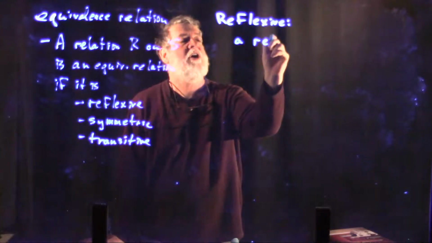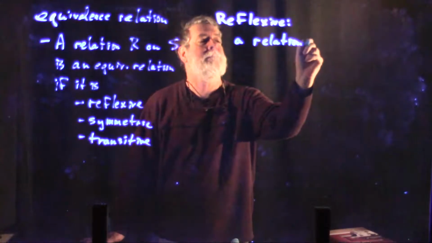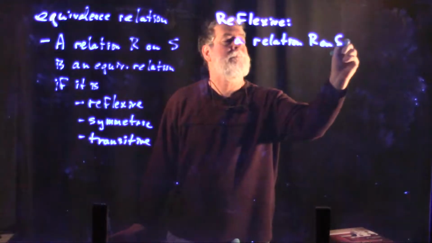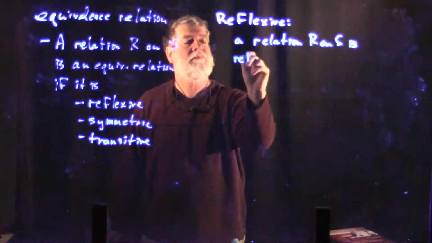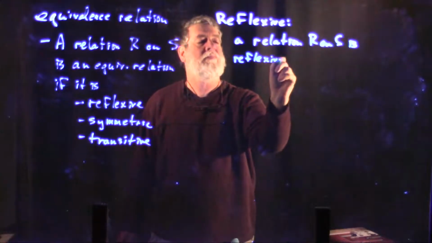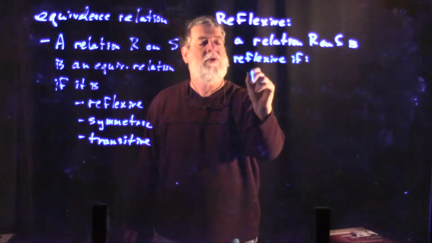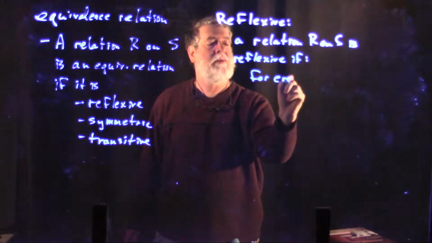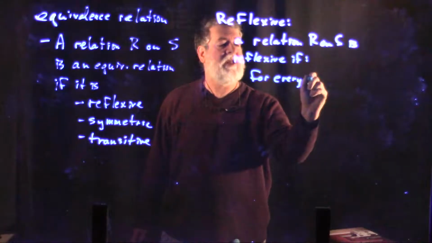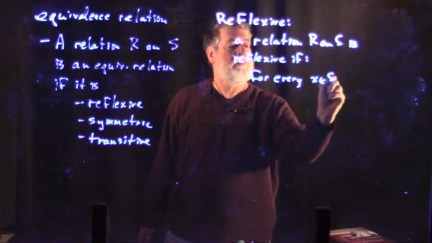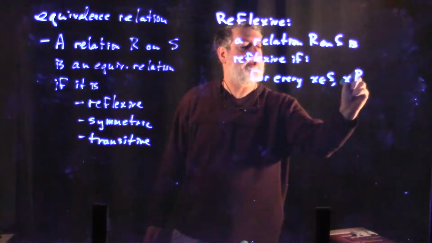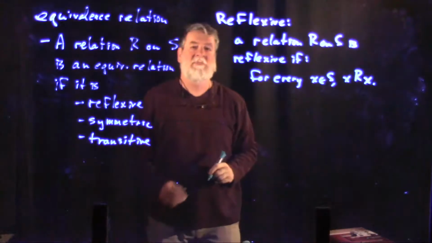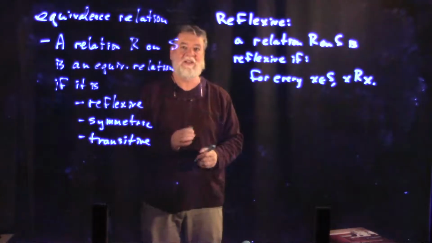Okay, so reflexive means this. A relation R on S is reflexive if for every element x in S, x is related to x. So being reflexive means that everything has to be related to itself.